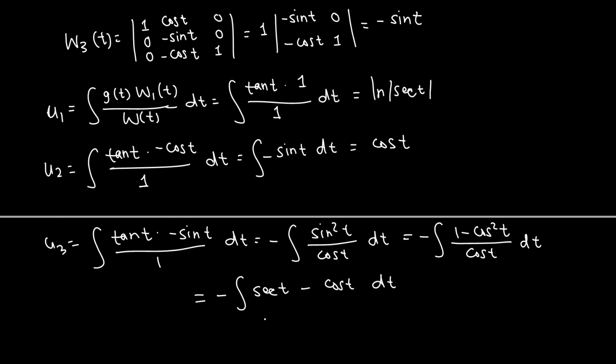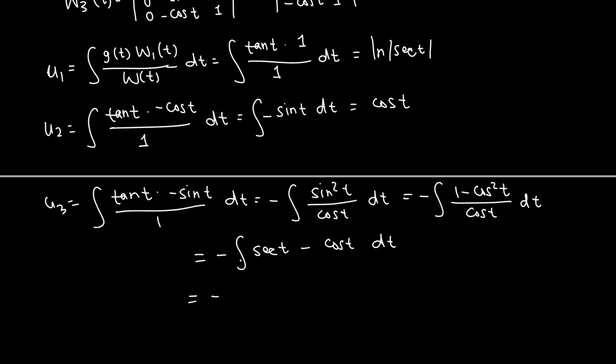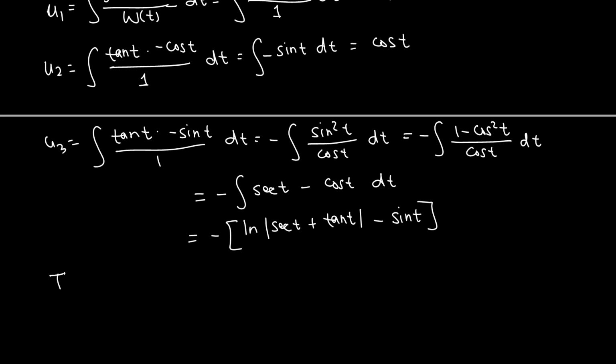Now let's find this integral. So negative outside, and the antiderivative of secant, okay, which is not easy. The antiderivative of secant is natural log of secant t plus tangent t. Since our t is in between 0 and pi over 2, we don't need absolute value, but let me write it anyways, minus the antiderivative of cosine is just sine t, and plus c is not needed, and we can distribute this negative sign, so this becomes negative and this becomes positive. So now we have u1, u2 and u3, and thus we can write down a particular solution ypt.